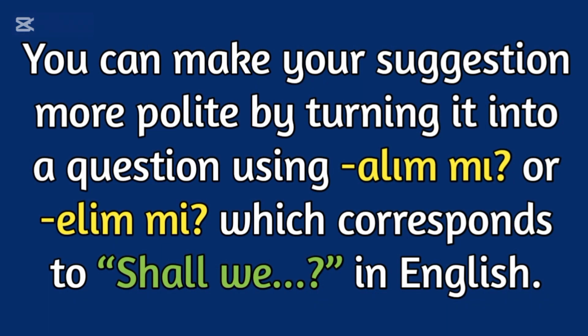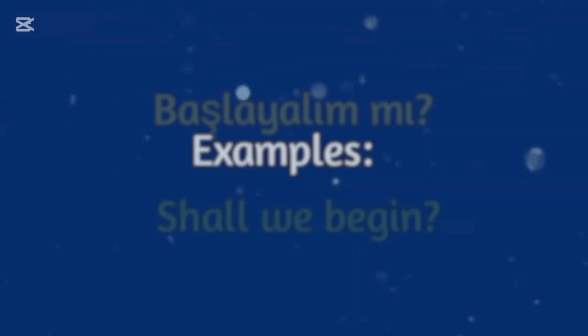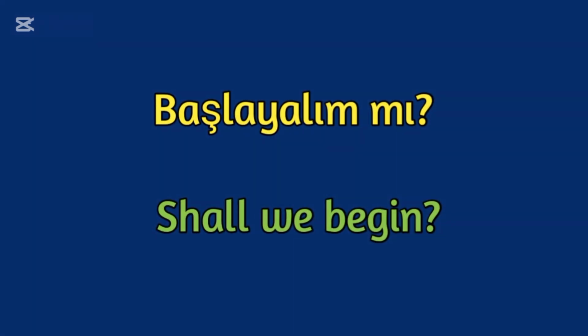Polite suggestions. You can make your suggestion more polite by turning it into a question using alım mı or elim mi, which corresponds to shall we in English. Examples. Başlayalım mı? Shall we begin?